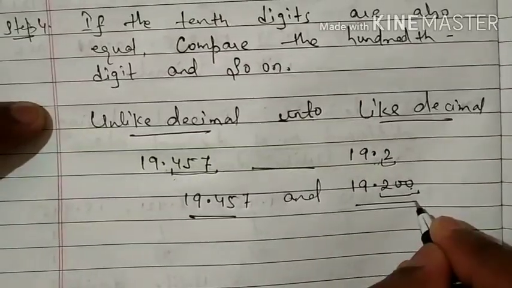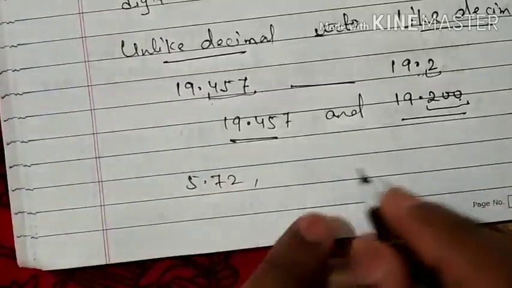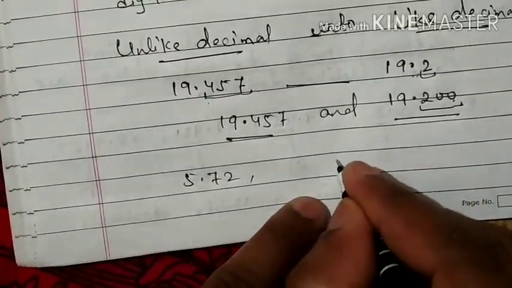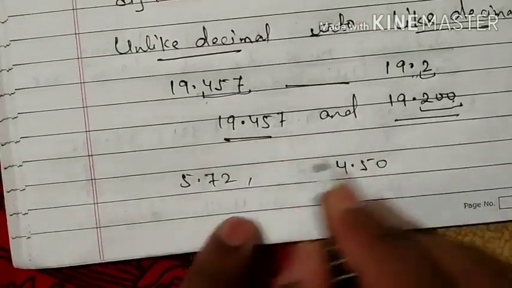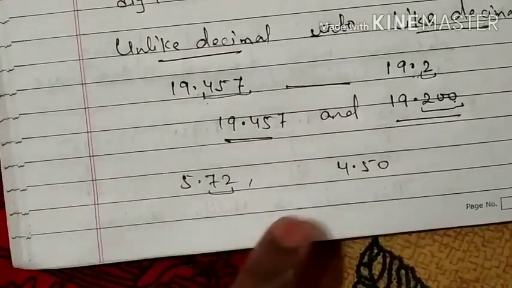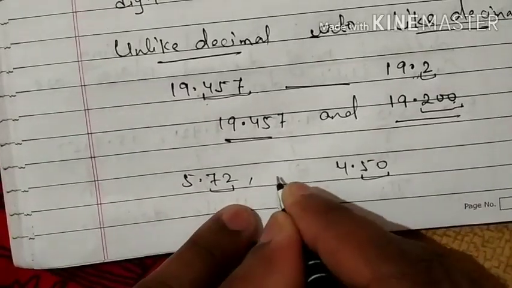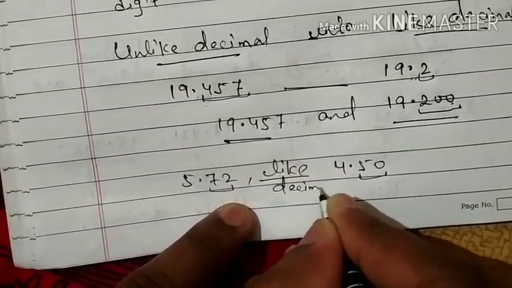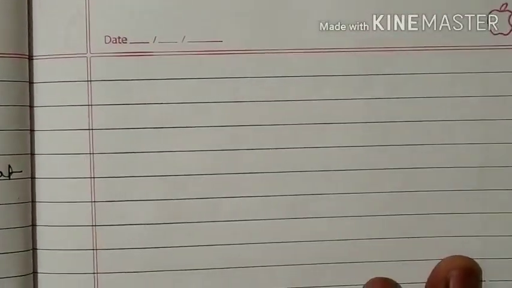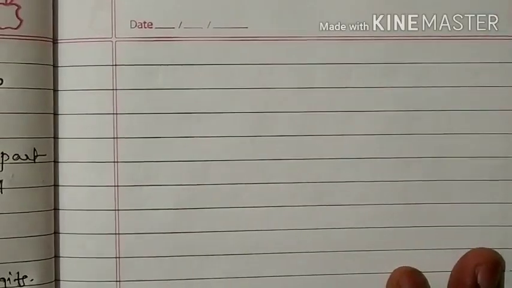If I ask you to convert 5.72 and 4.5 into like decimals, how can we do it? By putting a 0. 5.72 has 2 places of decimal and 4.50 also has 2 places of decimal. So they both are now like decimals. We can convert unlike decimals into like decimals by putting 0. I hope it is clear.